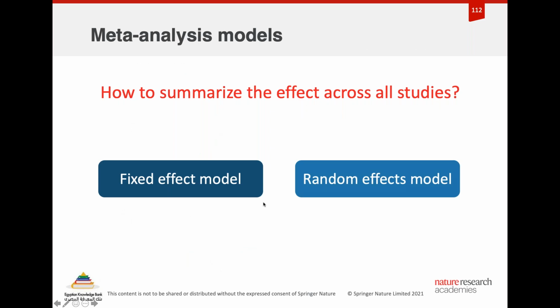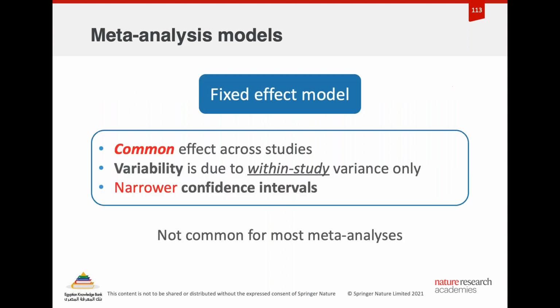So now the question is, I've talked about these fixed effects and random effects models before several times already. This is how you want to try to summarize the effects that you see across all those different studies. So how do you choose which one you should do? Statistically, these are different. So fixed effects means that you believe that there is one common effect across all of the different studies, and any variability that you observe in those studies is due to within study variance only. It's not due to between study variance. It's only within study variability.